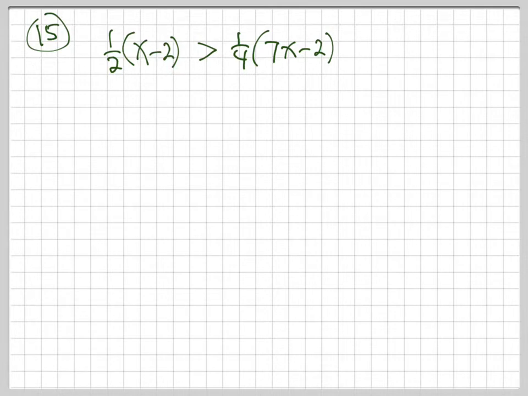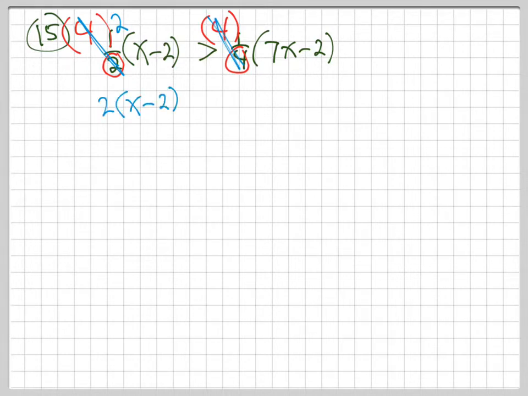All right, so what's our first step to solve this thing? We've always got to think about denominators. Multiply through by the common denominator. What's the common denominator? 4. Multiply both sides by 4. 2 goes into 4 2 times, and 4 cancels 4. So we end up with 2 parentheses x minus 2, and here, nothing, 7x minus 2. Just distribute.